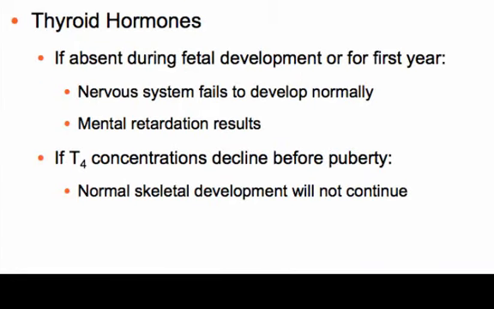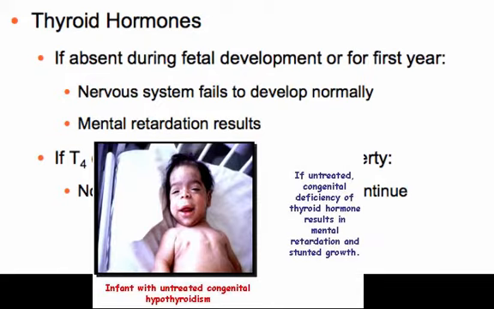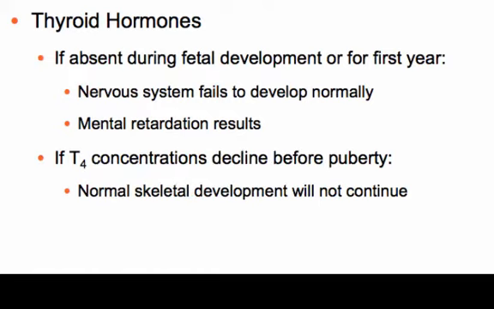The thyroid hormones are also important for growth as they help cells increase production of ATP. If absent during fetal development or in the first year of the baby's life, the nervous system will fail to develop normally and mental retardation could result. Obstetric patients have their thyroid levels measured throughout their pregnancies. If the T4 or thyroxine levels decline before puberty, normal skeletal development will not continue.